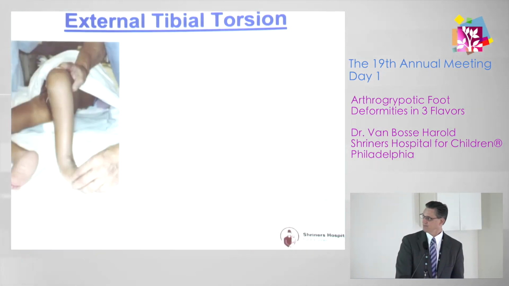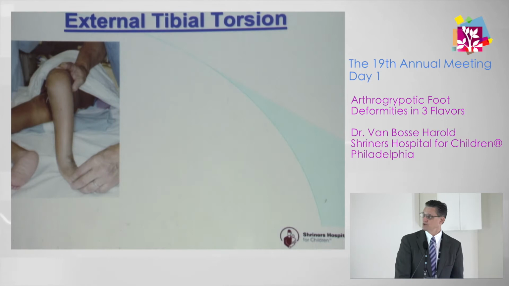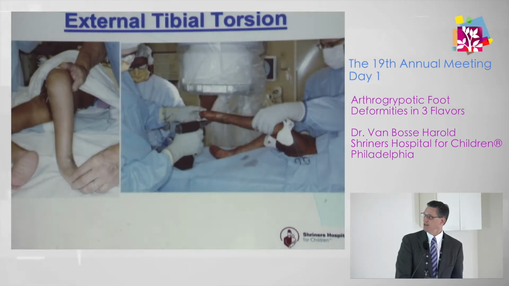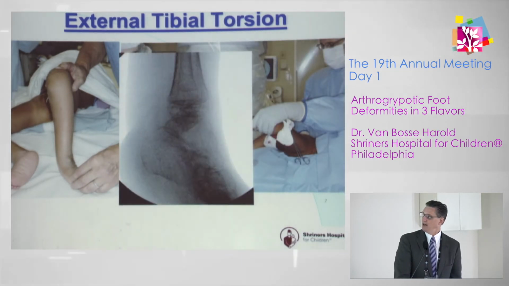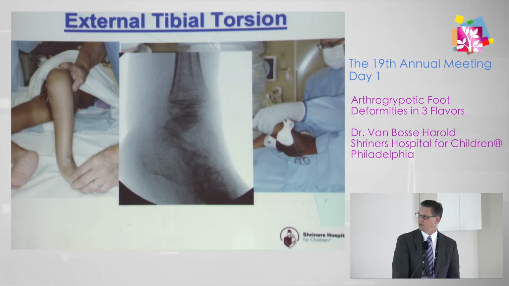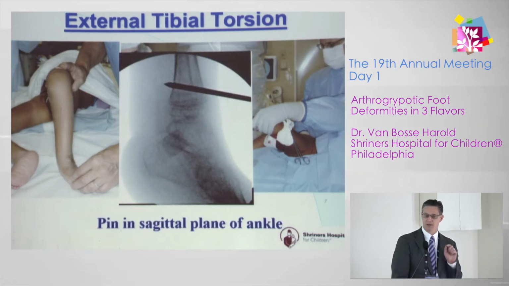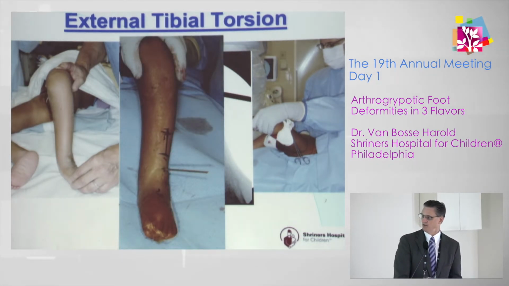My procedure for doing this, just real quickly, is in the operating room, I'll get a true lateral of the ankle under fluoroscopy, and I'll put a Steinmann pin in the sagittal plane of the ankle so that I know where the ankle should be pointing. You see here it's about 50 degrees or so turned outwards.